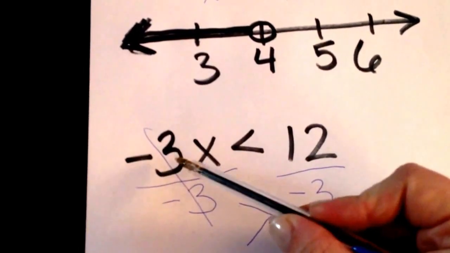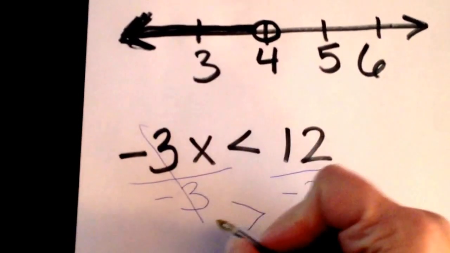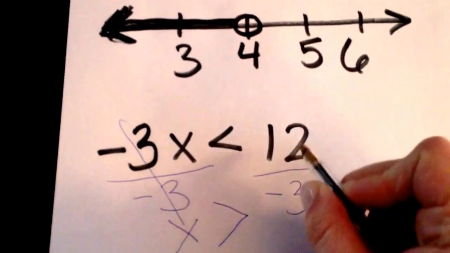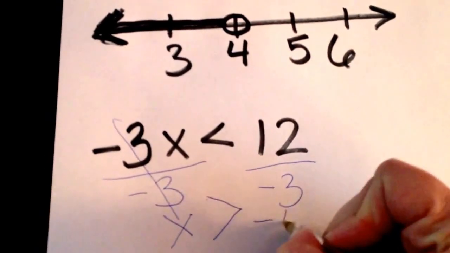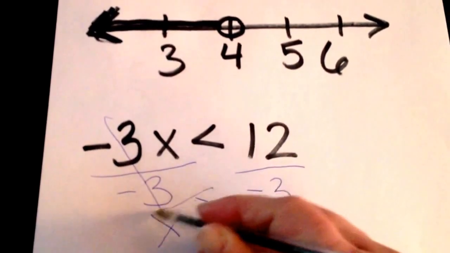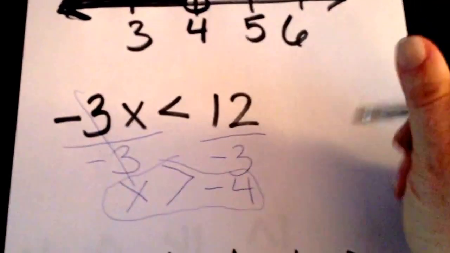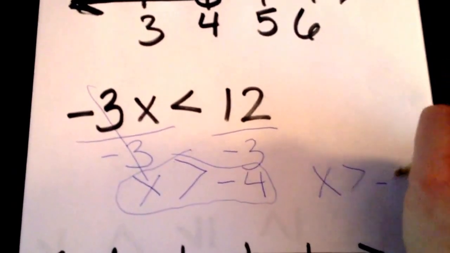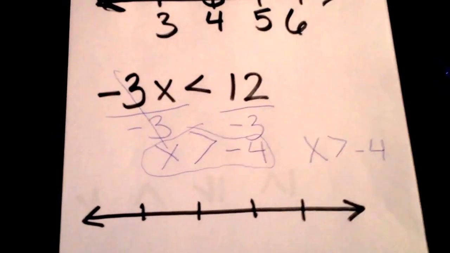So the negative 3 divided by negative 3 cancels out, becomes just 1x, or x. So we have x is greater than, and 12 divided by negative 3 is negative 4. So our inequality is x is greater than negative 4. I'm going to recopy that because it's messy. X is greater than negative 4. And then we're going to graph it the normal way.